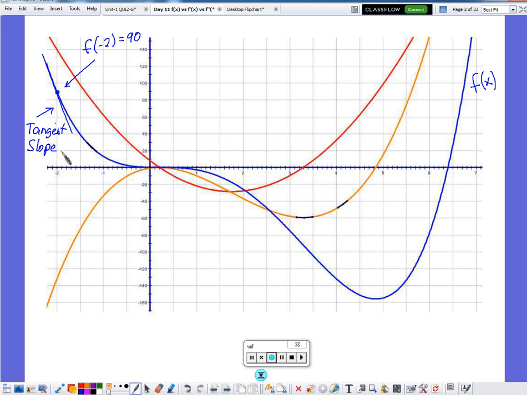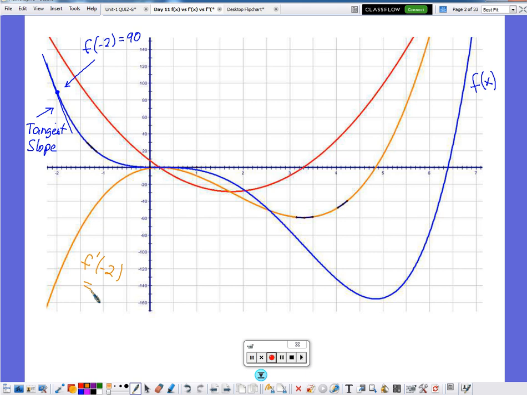Okay, f prime means the tangent slope of f. So somebody raise your hand and answer this question. Just tell me what is meant by the symbol f prime of specifically -2. What does the symbol f prime of -2 specifically mean? Think.